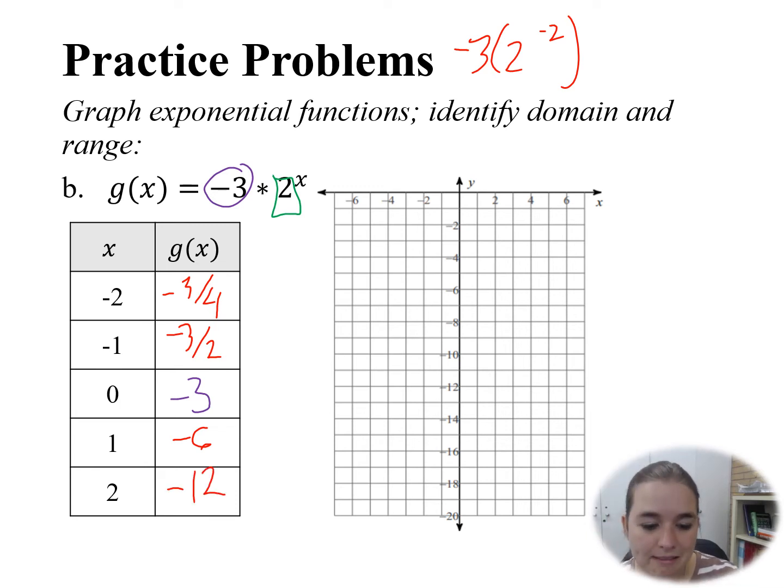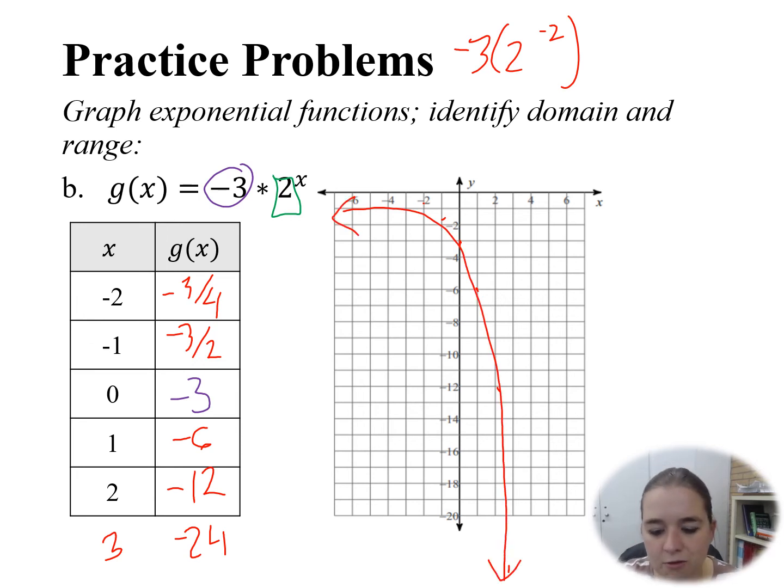If I plot my points here, I can see that I have -2, -3/4, -1, -1.5, oops, sorry, 0 is at -3, 1 is -6. When I put in 2, I get out -12. Well, let's do one more here, since we've got some space. If I plug in 3, I get -24. Again, I'm off my chart already.